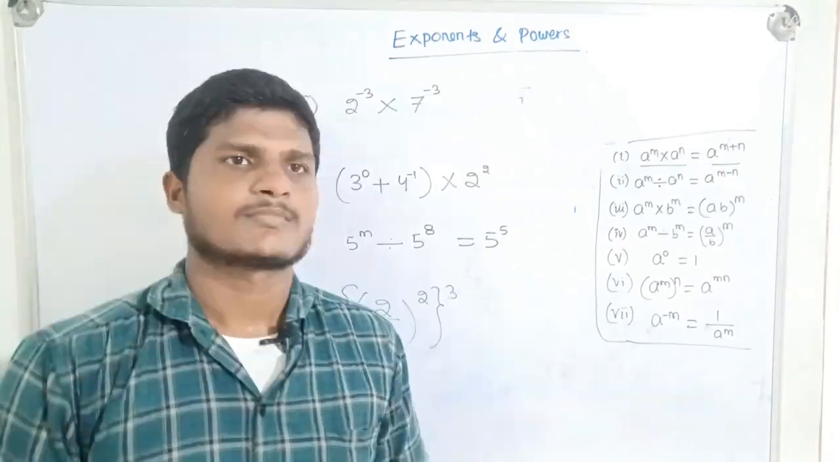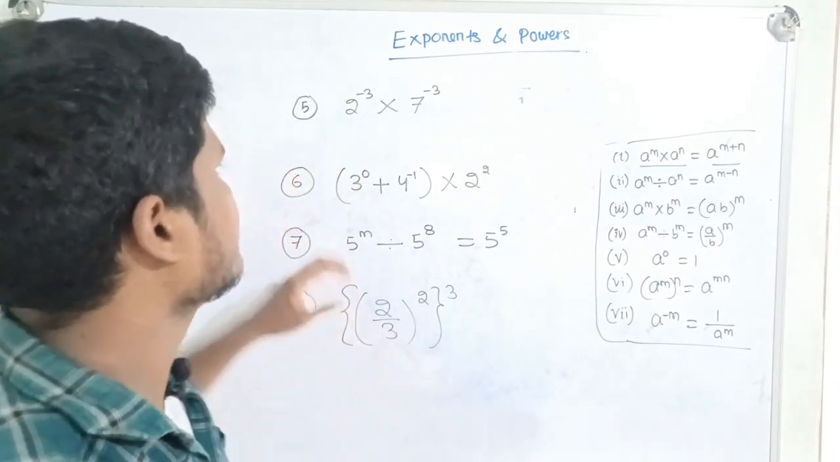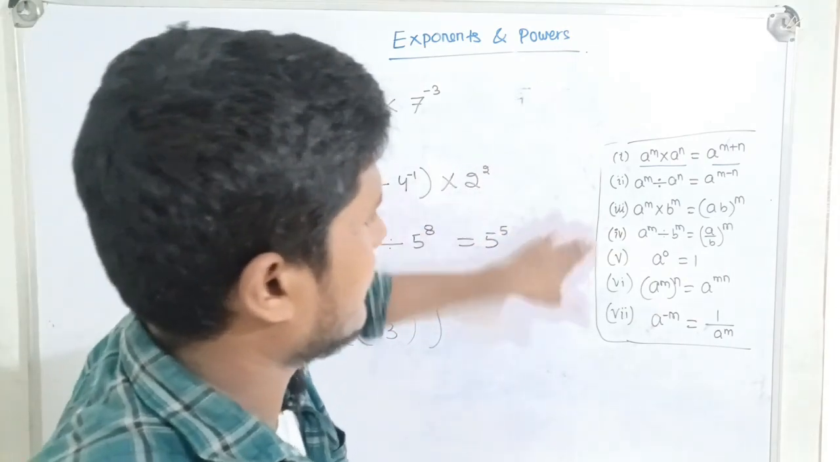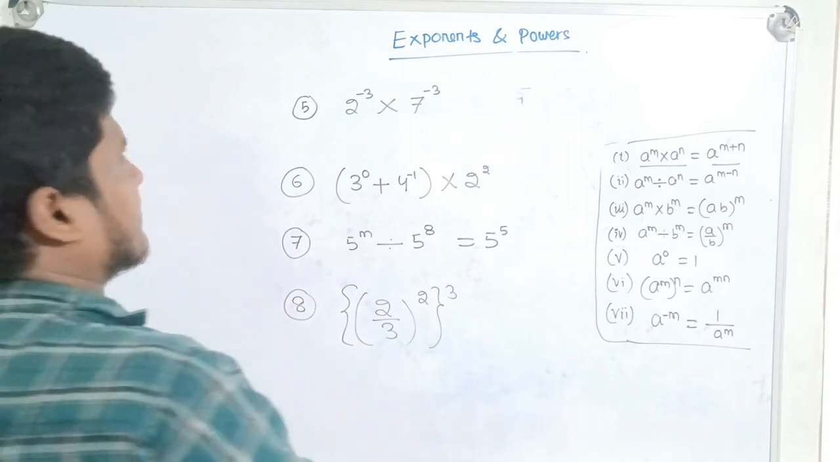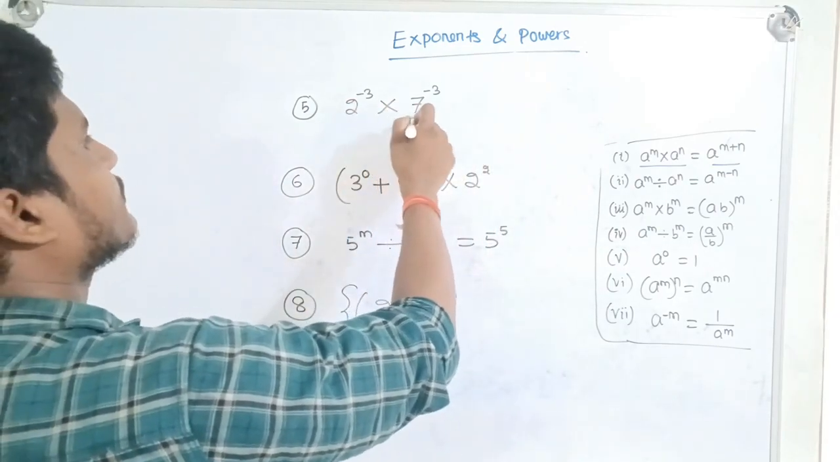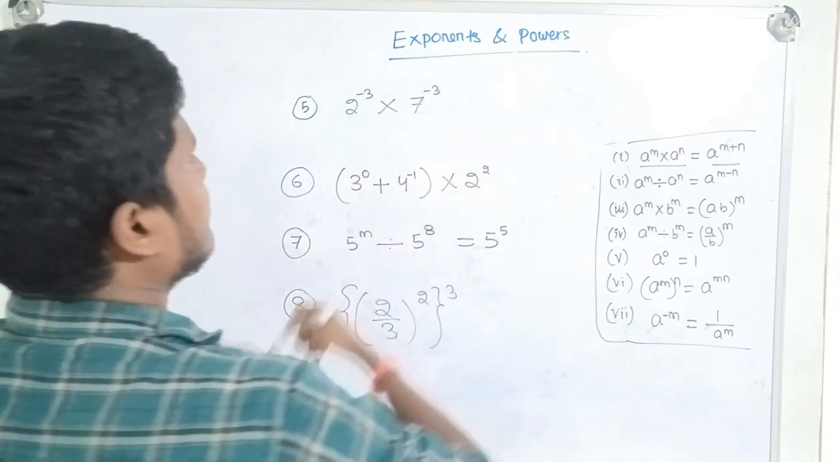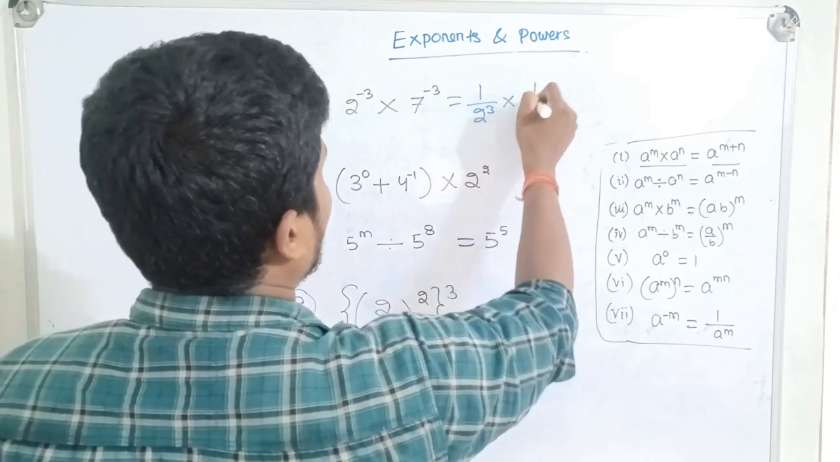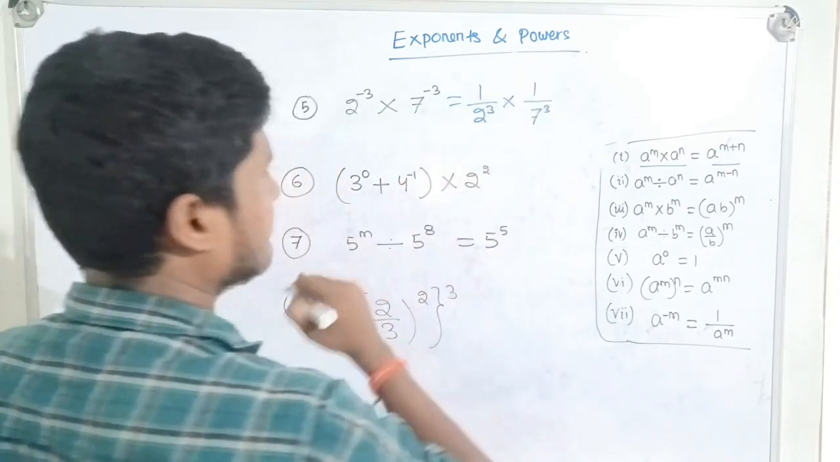So you can solve these questions by type, and we are going to add some more questions. Now look at my dear students. Now these are another 4. So we can discuss all types of these examples with the respective formulas. So here 2 to the power minus 3 multiplied with 7 to the power minus 3. You can write it down 1 by 2 to the power 3 multiplied by 1 by 7 to the power 3.